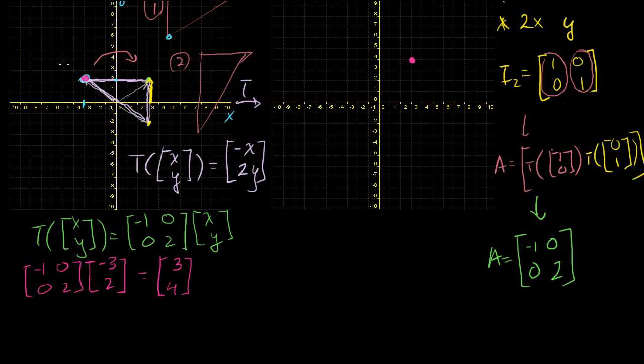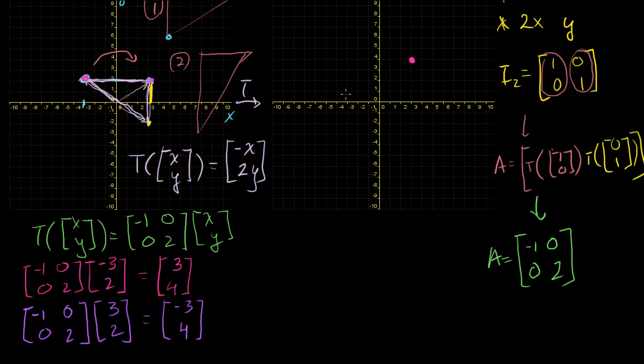Let's look at this point right here, the point 3, 2. So let's take our transformation matrix, minus 1, 0, 0, 2 times 3, 2. This is equal to minus 1 times 3 is minus 3 plus 0 times 2. So it's just minus 3. You have 0 times 3, which is 0, plus 2 times 2, which is 4. So this point, by our transformation T, becomes minus 3, 4.